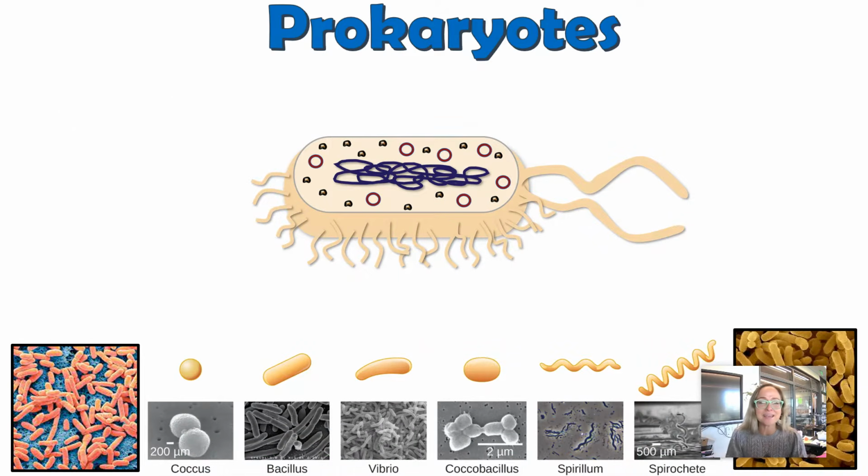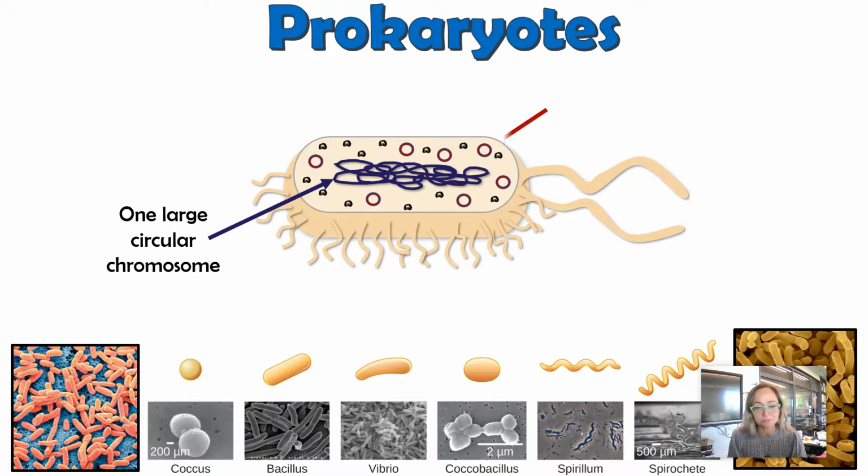So when we look at the image that I have here, this is a general structure, but if you look along the bottom, you can see that there are different shapes of prokaryotes. Now, all prokaryotes will have one large circular chromosome, and then this plasmid is an extra hoop or circle of DNA that is not their main chromosome. It's a little tiny extra DNA double helix that is in a circle. Okay. Then they all have a cytoplasm.